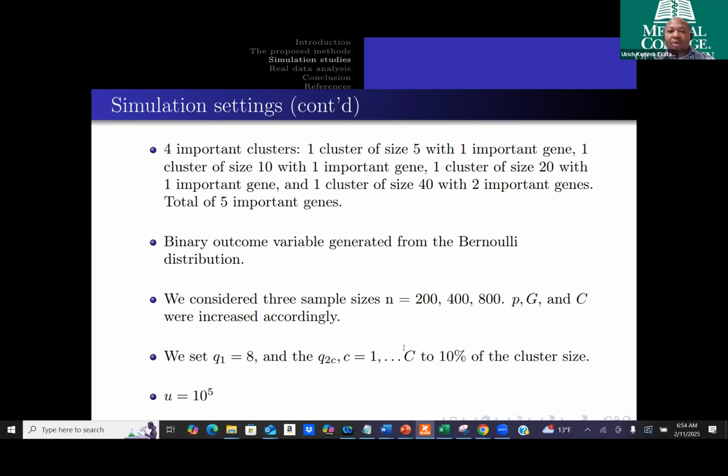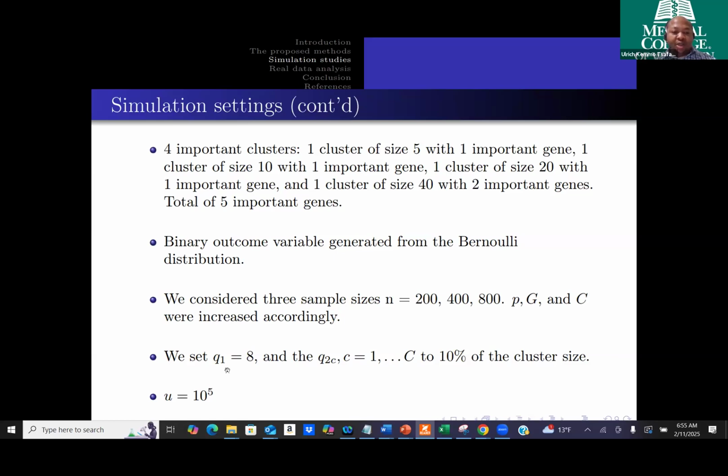We consider 4 important clusters: 1 cluster of size 5 with 1 important gene, 1 cluster of size 10 with 1 important gene, 1 cluster of size 20 with 1 important gene, and 1 cluster of size 40 with 2 important genes. So in total, we have 5 important genes to select. The outcome variable was binary, using the Bernoulli distribution. We considered 3 sample sizes, 200, 400, and 800, and P, the number of covariates, the number of genes, and the number of clusters were accordingly increased.